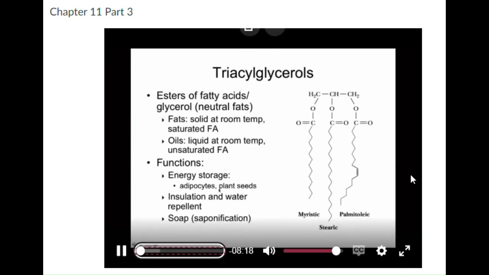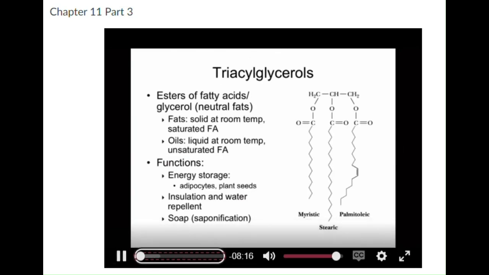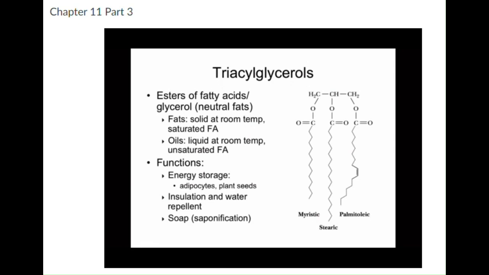So triacylglycerols are basically esters of fatty acids and the molecule glycerol. If we look at our structure over here, this portion of the molecule comes from glycerol. It's basically a 3-carbon molecule with 3 alcohol functionalities on it. And we form 3 esters between glycerol and fatty acids, and that gives rise to the triacylglycerols.